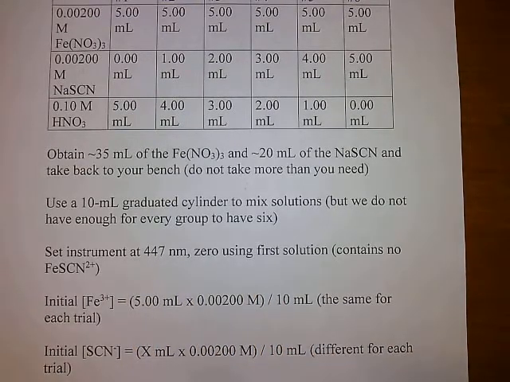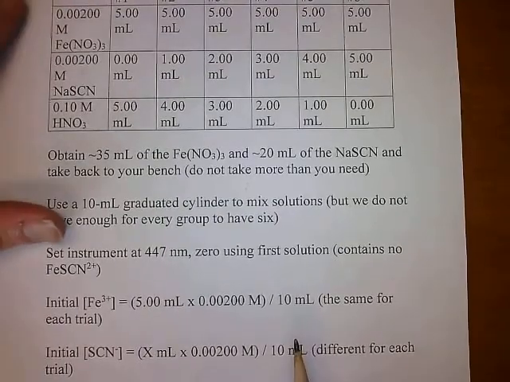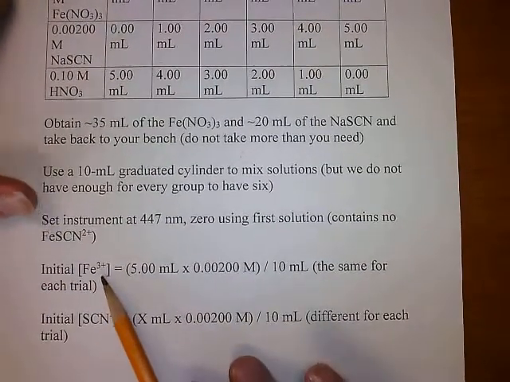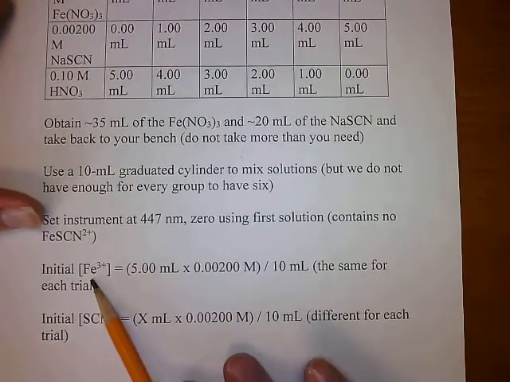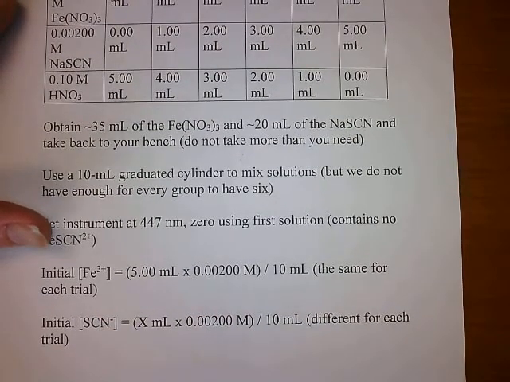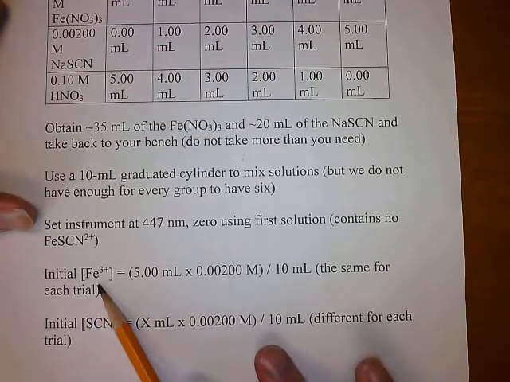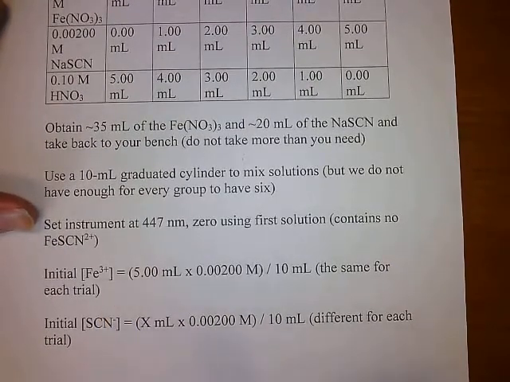You're telling the instrument that this is 0. And then you go through and measure the absorbance of the remaining tubes. So initially, what is our concentration? We need to figure out the initial concentration of both ions.